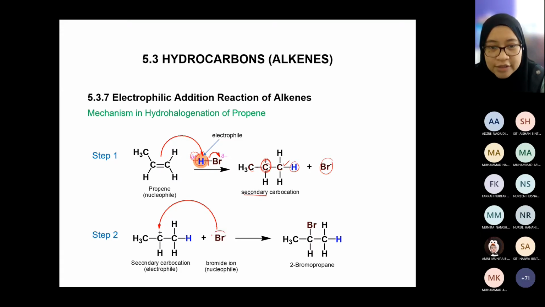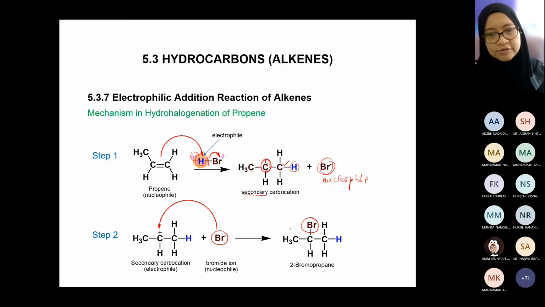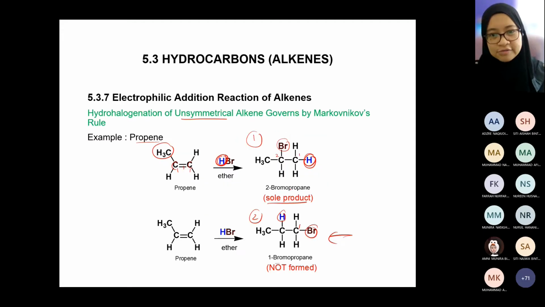Okay, and then later on, the Br minus just now, the nucleophile. So it becomes the nucleophile now, so it will attack the electrophile, in this case the carbocation, and add itself to the carbon. So see, nampak? Simple saja. Okay, alright. So ini yang dia preferred just now. This one, the sole product. This one will not be formed, kan?